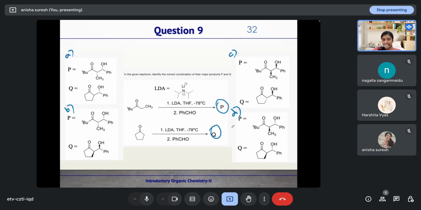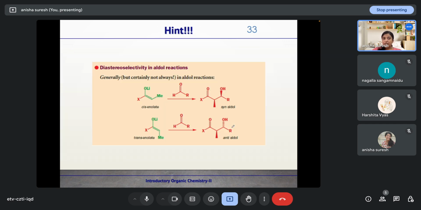I think the concept of diastereoselectivity was not properly discussed, so let's discuss that first. For diastereoselectivity in aldol reaction, generally we say, but clearly not always, that if a cis enolate is forming, then the aldol product we will get is the syn aldol. And if we have a trans enolate, then we will get the anti aldol product. So the product we get will be based on the enolate that is generated. Clear?